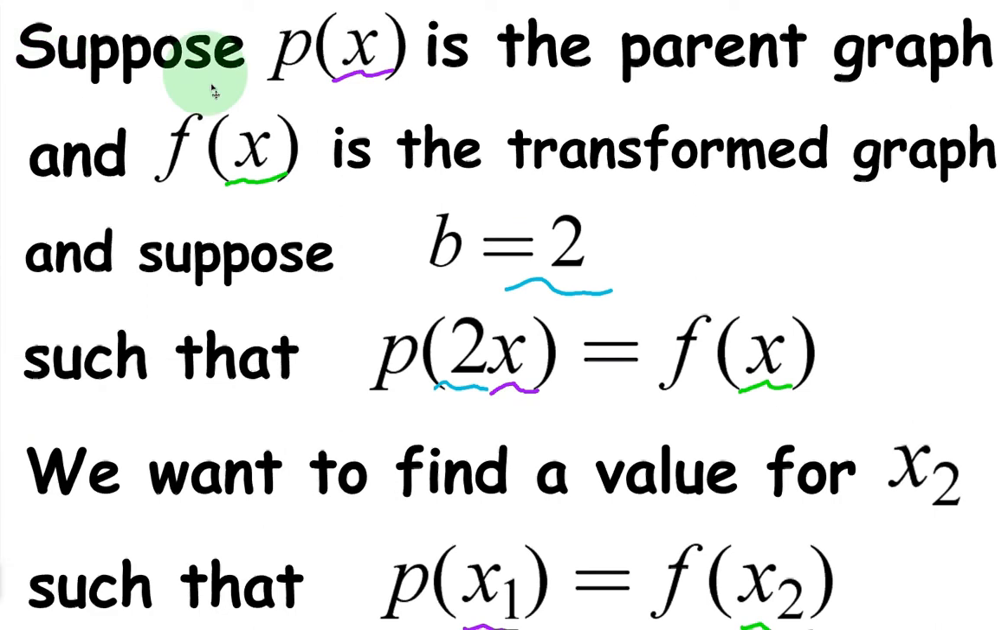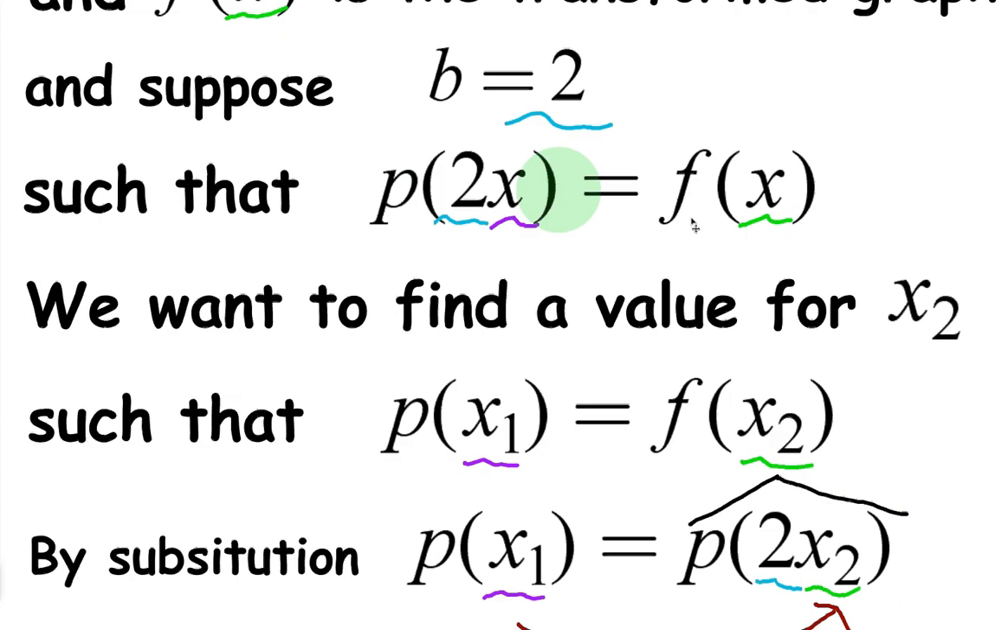Alrighty, now we're going to look at a formal proof as to why p of 2x, which gives us our transform function, would cause a horizontal shrink. Suppose p of x is the parent graph and f of x is the transformed graph, and suppose b is equal to 2. We want to find a value for x2.